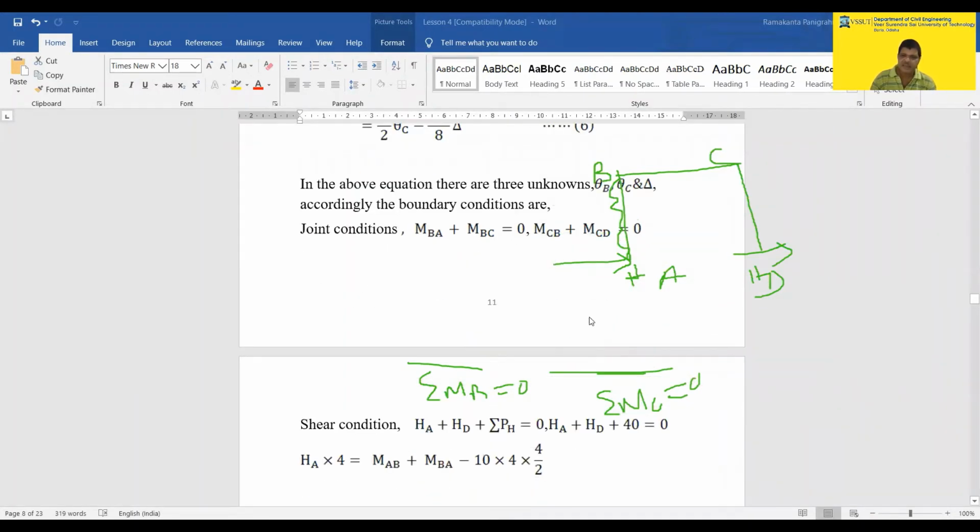Now for HA and HD: HA plus HD plus sigma PH is equal to 0. Now this value is 40 kilonewton. We calculate the UDL total value, that is 40 kilonewton, which is 10 kilonewton per meter for 4 meter height. So now what is HA? You can find out the HA value, and what is the HD value? You can find out.